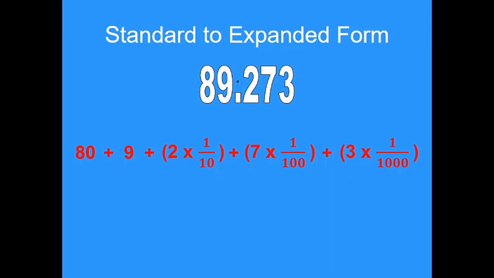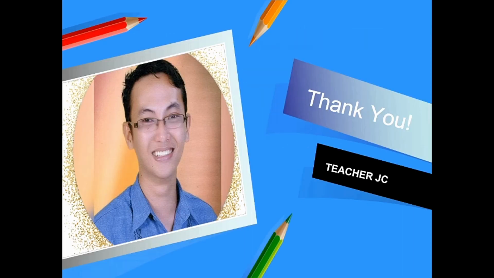And there you have it, our expanded form of 89.273. Please be mindful that the decimal should be inside the parentheses. Okay? And that concludes our lesson for today.